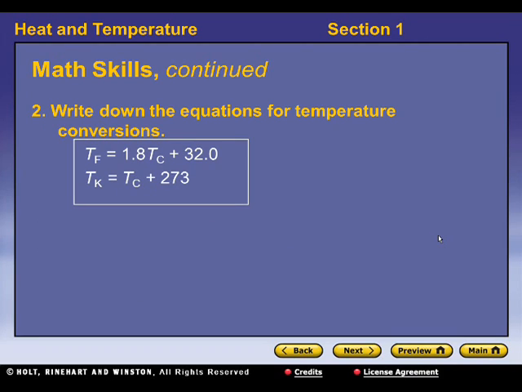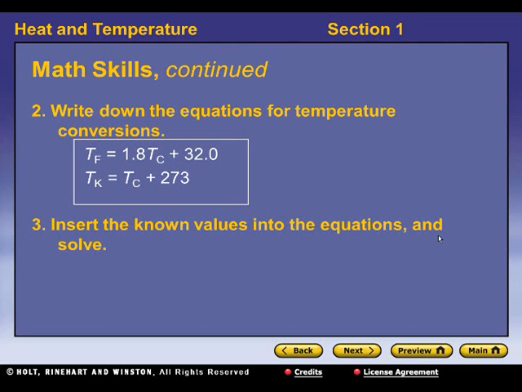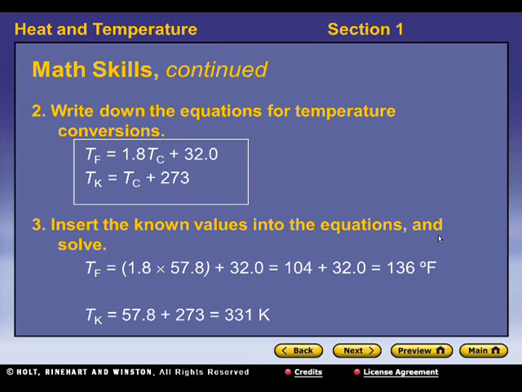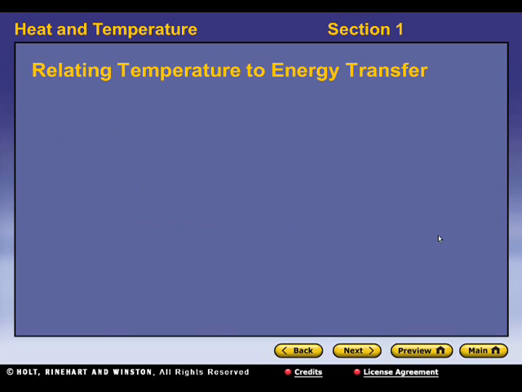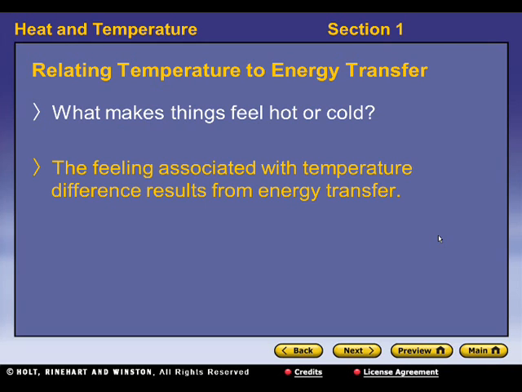So write down the equations for the temperature conversions. Fahrenheit is 1.8 times the Celsius temperature plus 32, and for Kelvin it's the Celsius temperature plus 273. So we insert the known values in the equations and solve. For Fahrenheit, 1.8 times 57.8, and then add 32 to that gives you 136 degrees Fahrenheit. That is awfully hot. And then on the Kelvin scale, you take 57.8 and add it to 273, which will give you 331 kelvins.